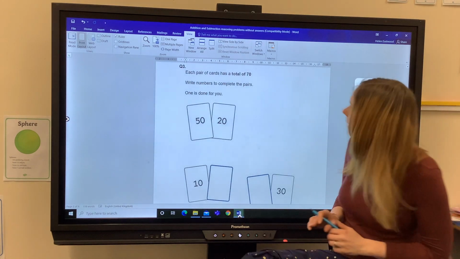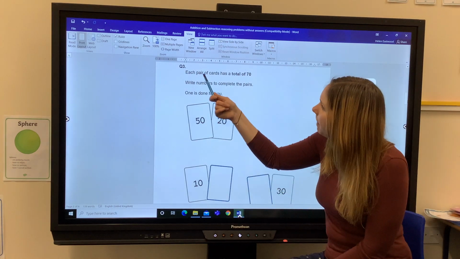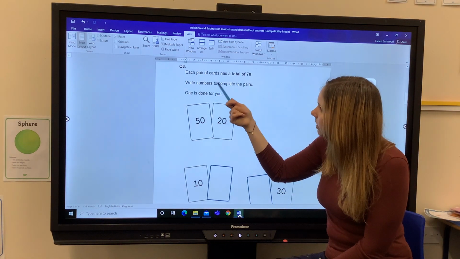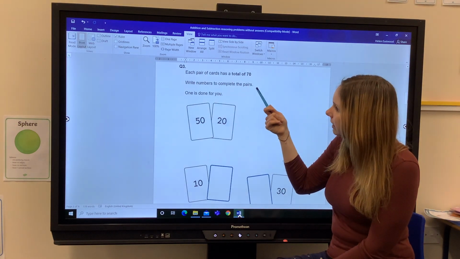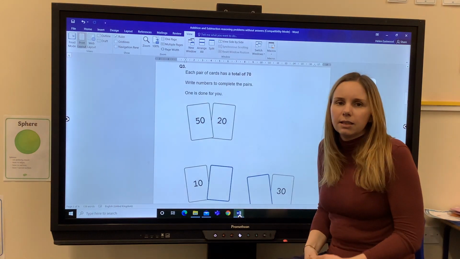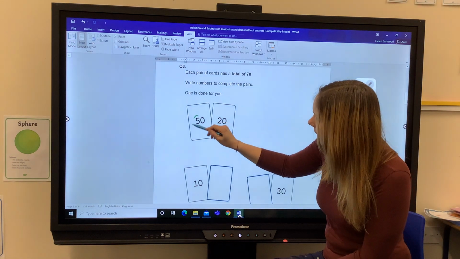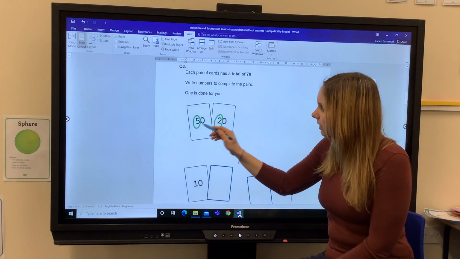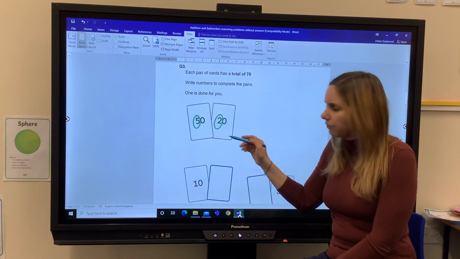Question 3. Now, each pair of cards has a total of 70. Write numbers to complete the pairs. 1 is done for you. So 50 and 20 is 70. And I can look here at my 10s. 5 and 2, I know is 7. So 7 10s, okay, is 70.